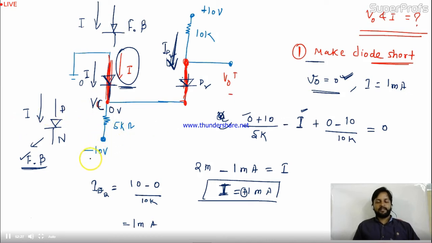How to solve it, I think you know now. Whenever you get this type of situation, first make the diodes short, then find out the various parameters of the circuit, and then check whether your assumption is correct or not. Let me take another example.